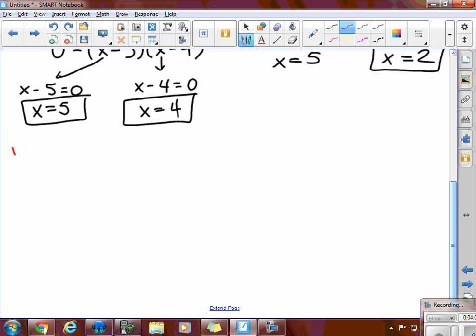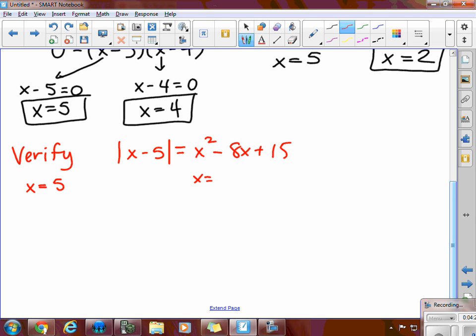So we're going to verify all 3, and we always verify back in our original equation to test if it makes sense in what we originally were given. So we're going to test all 3. We're going to test 5, and we're going to test 4, and eventually, if we have some room over here, we're going to test 2 as well. So let's go through and test 5 into that equation.